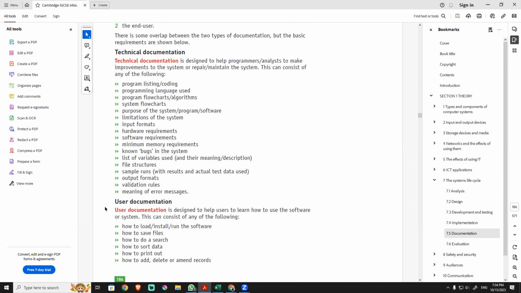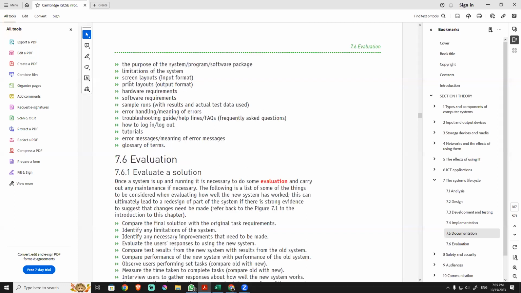All right. Anyway, so now what are the requirements for user documentation? It is designed to help the user learn how to use the software. This one is designed to help the programmers and analysts make improvements or repairs. So how to load, how to save, how to search, how to sort, how to print, how to add. These are the basic things available. And also there are a few things: the purpose of the system, the limitation of the system, the hardware and software requirements, error handling or meaning of errors, and the same thing in here actually, error messages. I don't know why it's repeated.